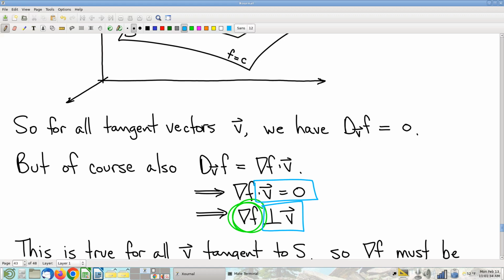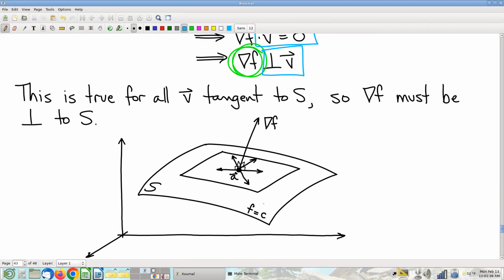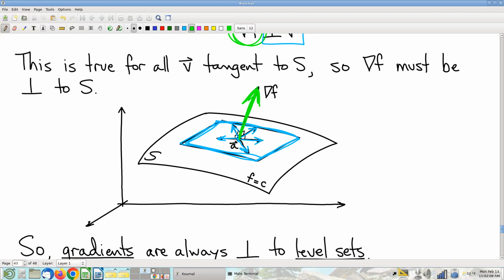by virtue of the dot product with every tangent vector being 0, the gradient is perpendicular to every tangent vector. And if we draw a picture of that, we've got all these different tangent vectors down here. That's just a handful of them. Of course, there's an entire plane of tangent vectors. You might say the tangent plane is the plane defined by all these tangent vectors. Well, if the gradient's perpendicular to all the tangent vectors, then the gradient must be perpendicular to the tangent plane. And therefore, the gradient is perpendicular to the surface itself.